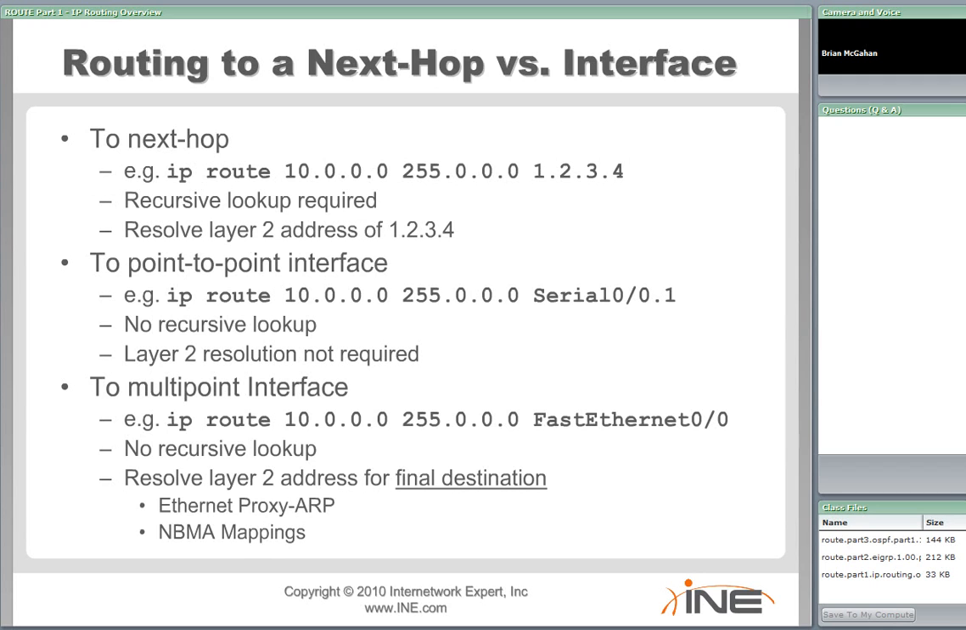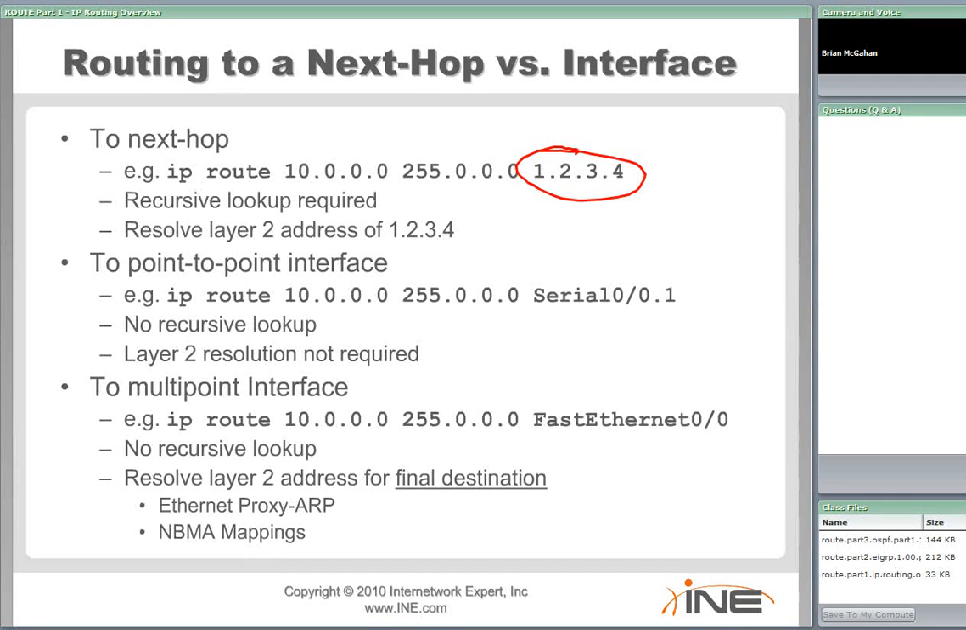Now, in the first case where we are routing towards a next hop, we're saying here we have a static route to get to the destination 10.0.0.0/8. To get to 10.0.0.0/8, use the next hop value 1.2.3.4. Now, in this case, the router does not know what is the physical interface that the network 10.0.0.0/8 is located on. It only knows what is the next hop that we need to forward towards.